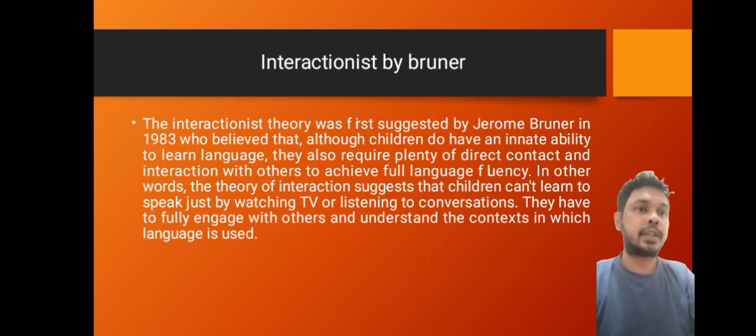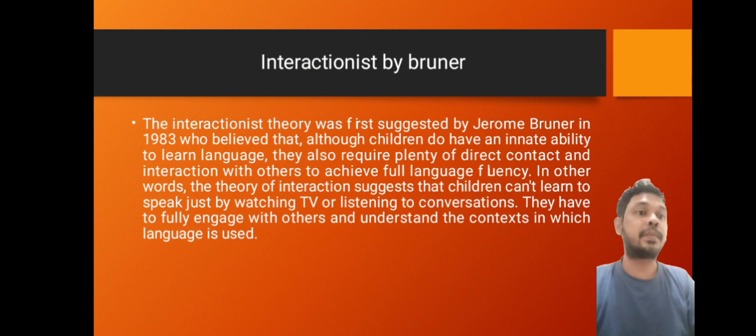And the last expert, interactionist by Bruner. The interactionist theory was first suggested by Jerome Bruner in 1983, who believed that although children do have an innate ability to learn language, they also require plenty of direct contact and interaction with others to achieve full language fluency. In other words, the theory suggests that children can't learn to speak just by watching TV or listening to conversations. They have to fully engage with others and understand the context in which language is used.